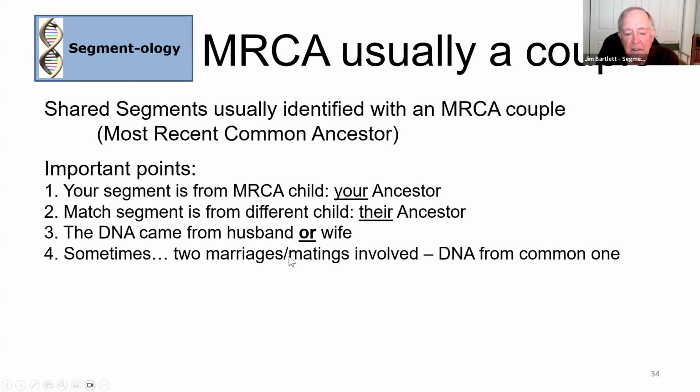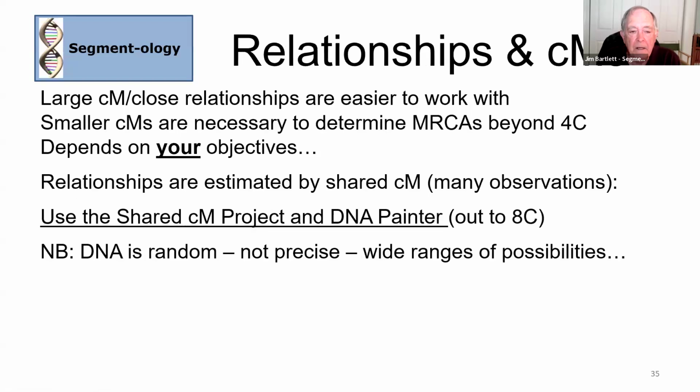Now, if you have a man or a woman that has two spouses, and one child is from one spouse and one is from the other, then the DNA came from the common one. It has to have come from the common spouse there. But if you have a standard husband and wife and they had all these children, you can't tell which one it's from just by looking at that data. There are other ways you can figure it out.